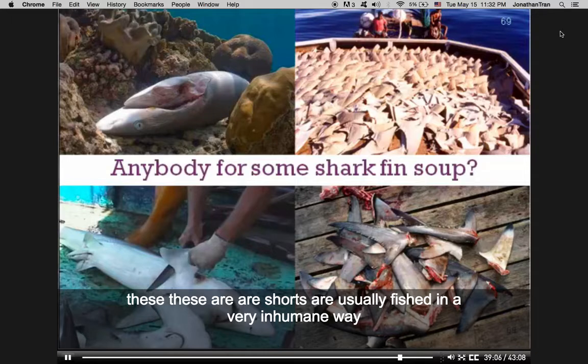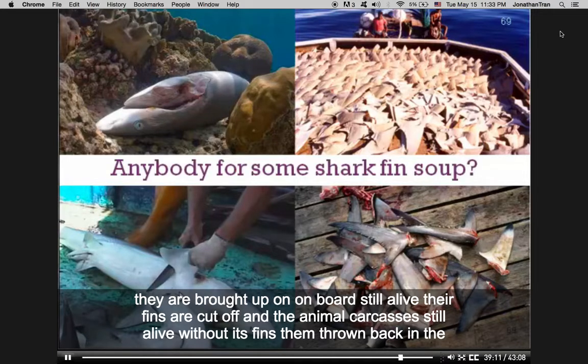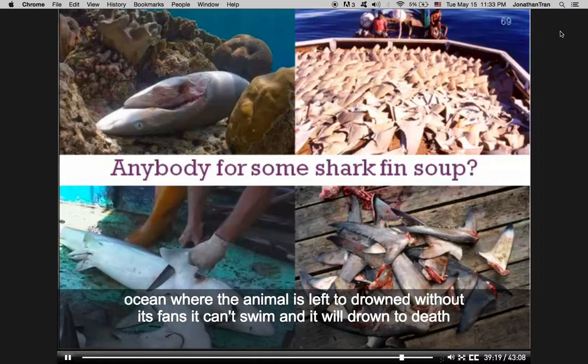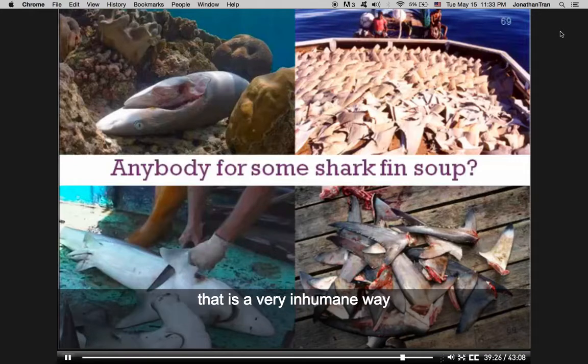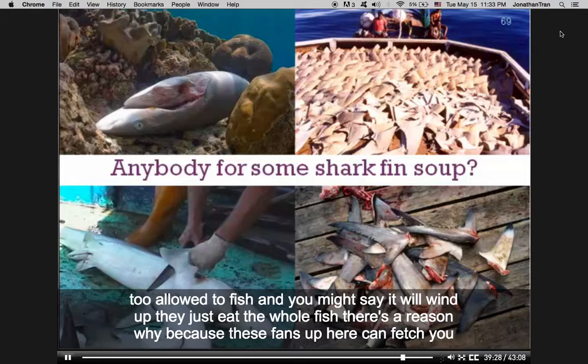These sharks are usually fished in a very inhumane way. They are brought up on board still alive. Their fins are cut off, and the animal carcass, still alive without its fins, is then thrown back in the ocean, where the animal is left to drown. Without its fins, it can't swim, and it will drown to death. That is a very inhumane way to fish.